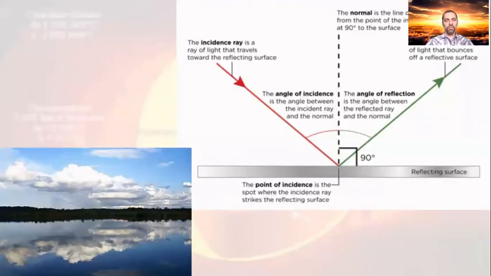Most surfaces reflect light. Let's look at how this happens. The ray which hits the surface is called the incident ray. The ray which is reflected from the surface is called the reflected ray.